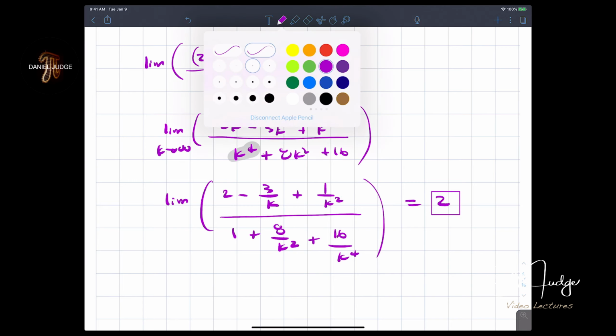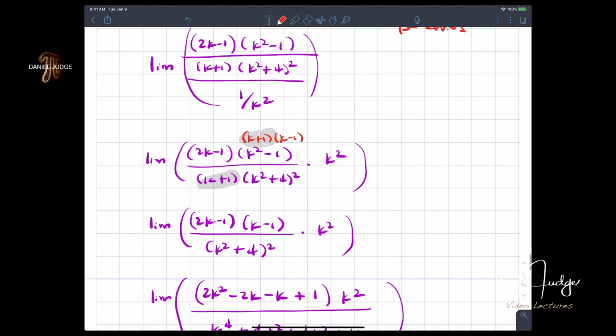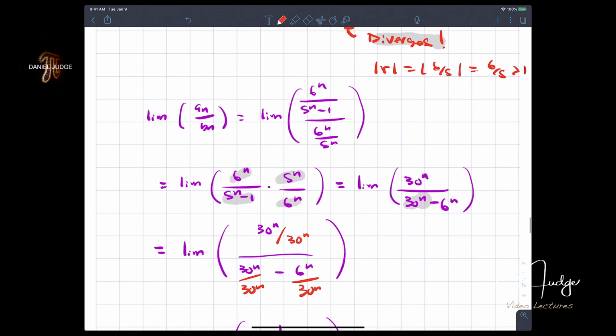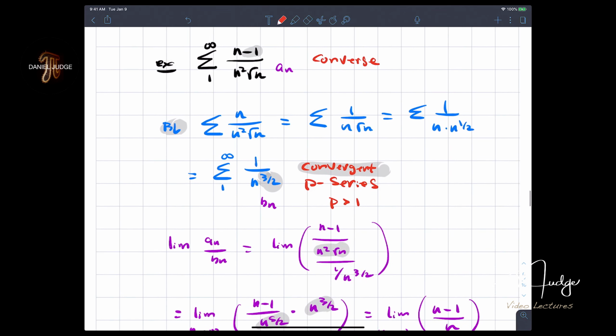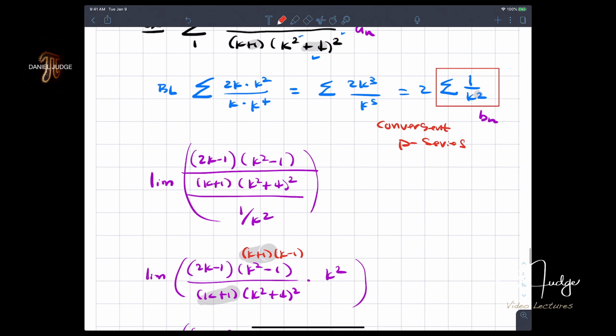Okay? And more importantly, this is finite. And that's the point. You want this limit to be finite. And what does that mean if it's finite? That both series converge or both series diverge. And oh, here we go.